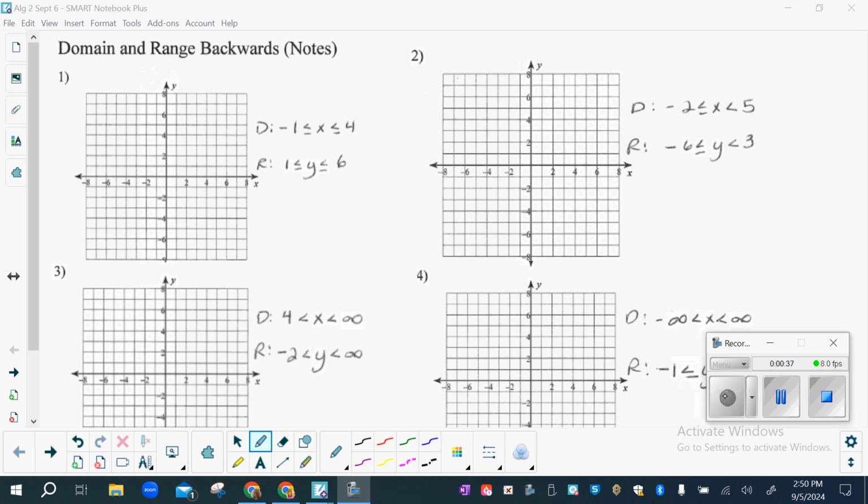This is really easy. Wait, am I done? Wait, you have to see where they intersect, right? So we're going to have a starting point and an ending point. What might be a starting point? Negative 1, 1.